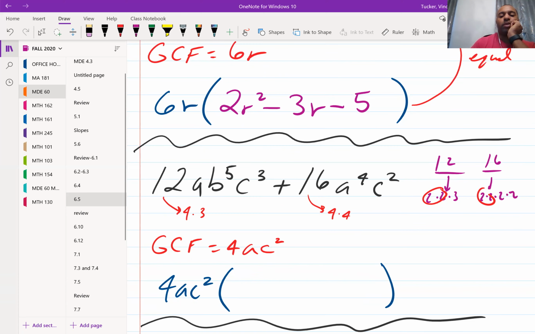All right, so what's on the inside of the parentheses is always about what's left after you took out the 4ac squared. So when it comes to 4 times 3, or the 12, you're left with just 3.